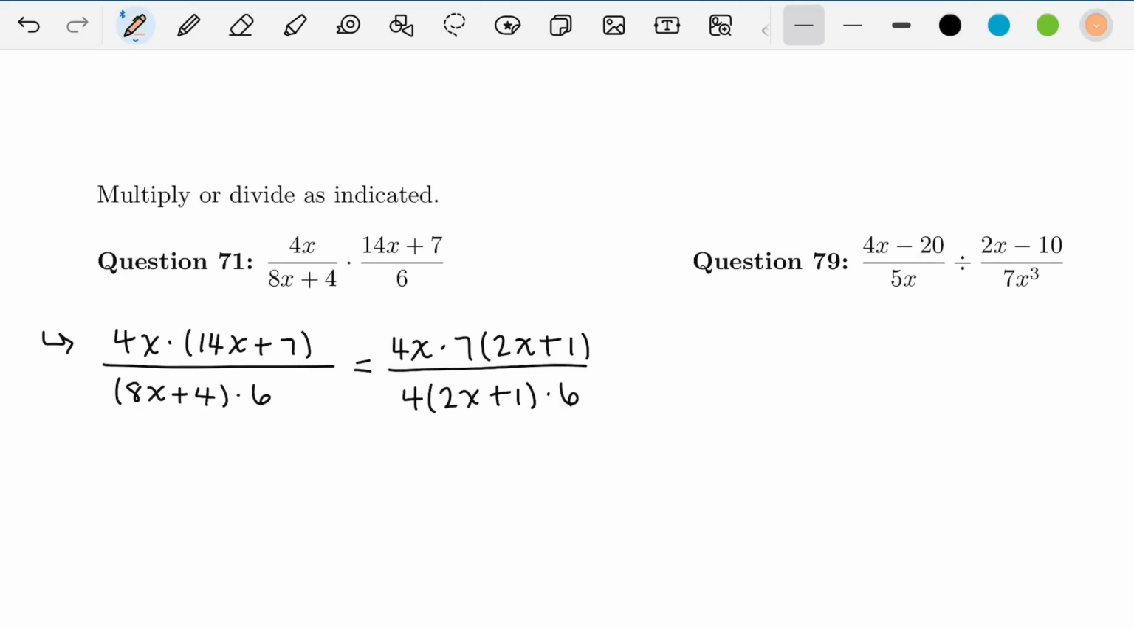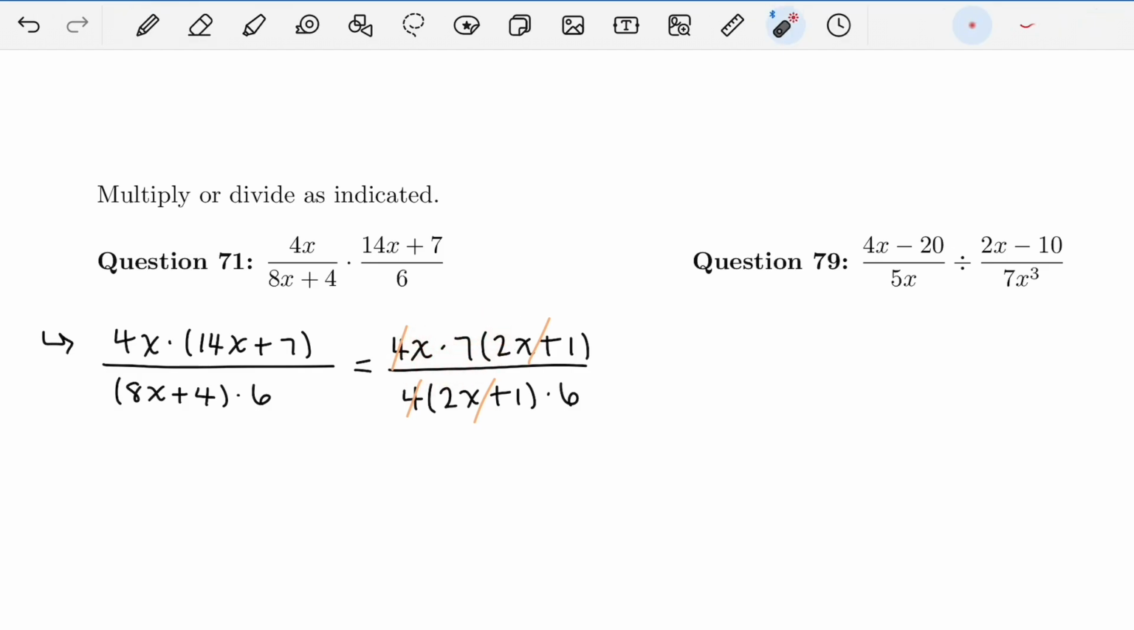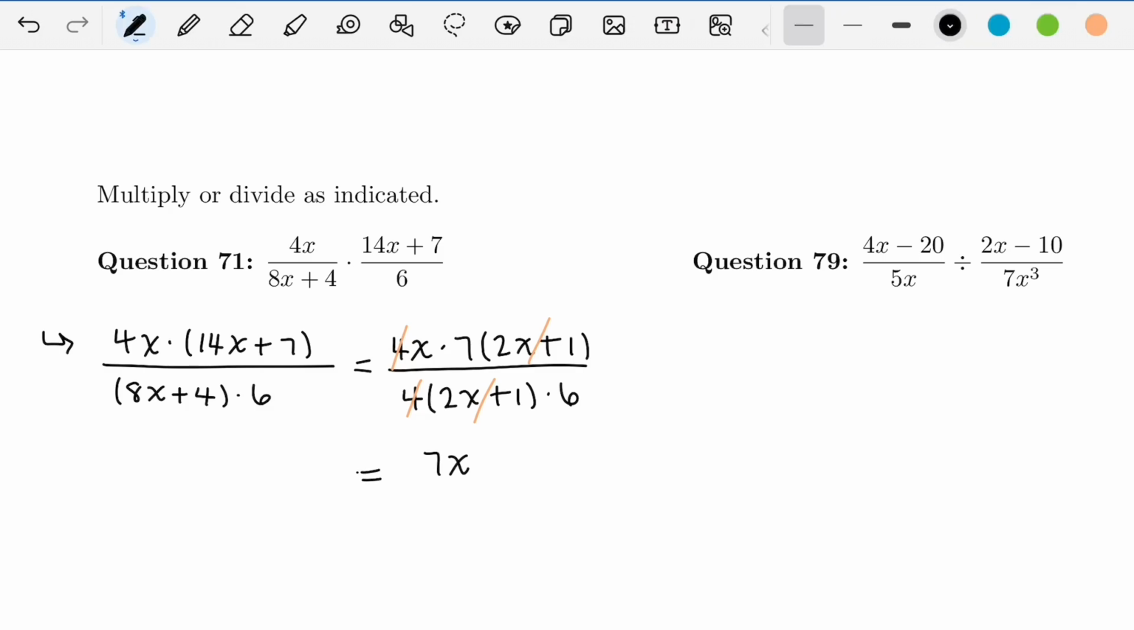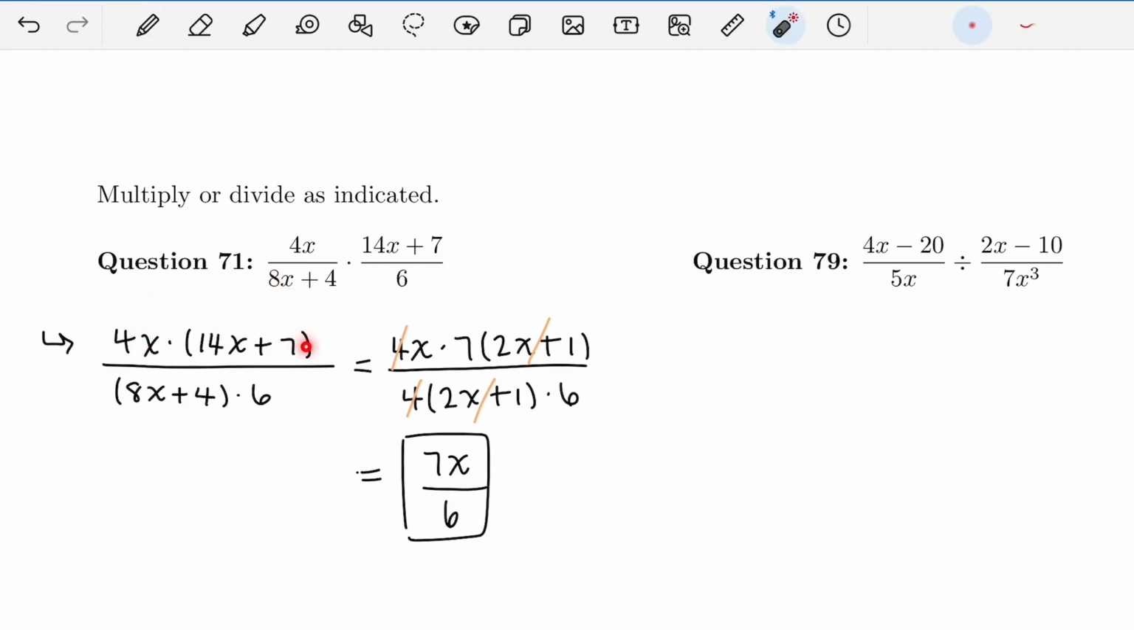Doing this, we're left with 2x plus 1 in the numerator and the denominator, so those are going to cancel. Notice that we also have a 4 and a 4 in our numerator and denominator, so those cancel as well. We're left with x times 7 in our numerator, so that'll just be 7x, and in our denominator, we're just left with 6. So this would be our final answer here. Something to note here, we could have just distributed these and combined like terms and simplified, and you'd end up with the same answer. But doing it this way, where we factor first and try to cancel these common terms, makes our lives a little bit easier when trying to multiply or divide these rational expressions.